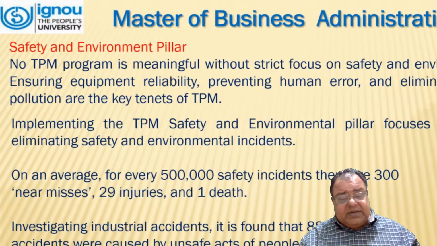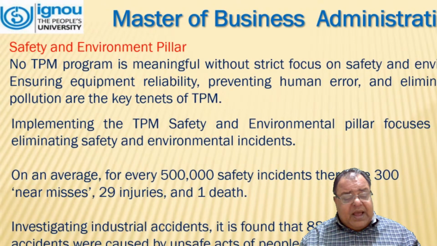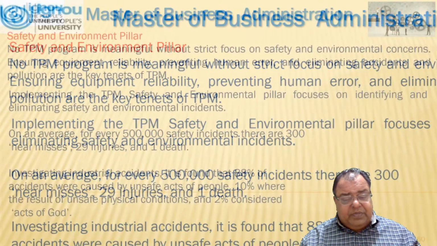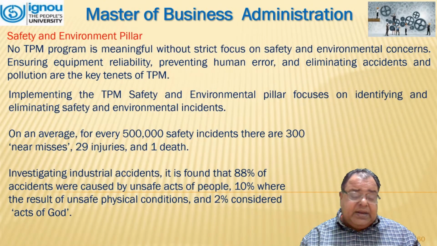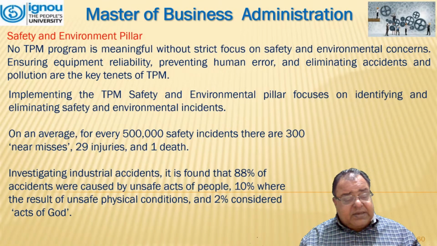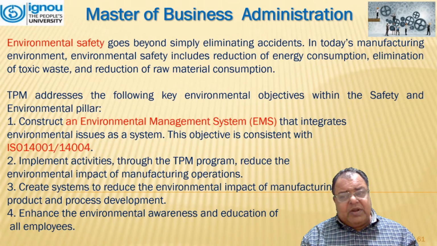Investigating industrial accidents, it is found that 88% of the accidents were caused by unsafe acts of people, 10% were the results of unsafe physical conditions, and 2% were considered acts of God, where the cause is unknown. Environmental safety goes beyond simply eliminating accidents. In today's manufacturing environment, environmental safety includes reduction of energy consumption, elimination of toxic waste, and reduction of raw material consumption.